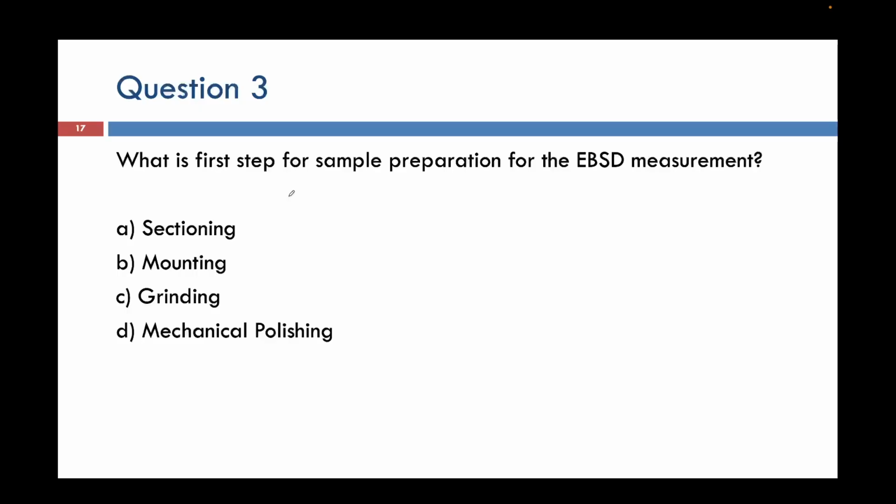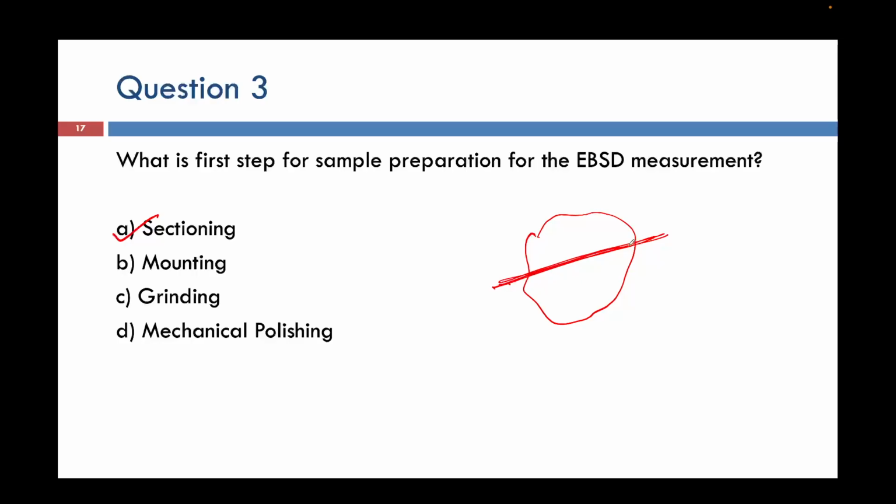Yes, sir, sectioning. For any sample preparation we want to do, first we have to section the sample. That means we have to cut the sample according to our required dimension. Let's say my sample is in some random shape, then I have to cut it in a particular direction so that it is convenient for me, as well as along whichever direction I want my microstructural information from.